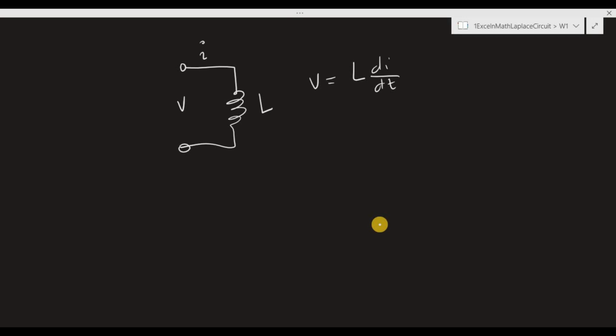And if the current flowing through the inductor is not changing, then di over dt is 0. And if this di over dt is 0, then L times 0 equals 0, implying that V, the voltage across the inductor, is 0. So in other words, if the current flowing through the inductor is not changing, then the voltage across the inductor is 0. Although some current flows through the inductor, as long as it is not changing, then the voltage across the inductor is 0. This is how we interpret the equation.